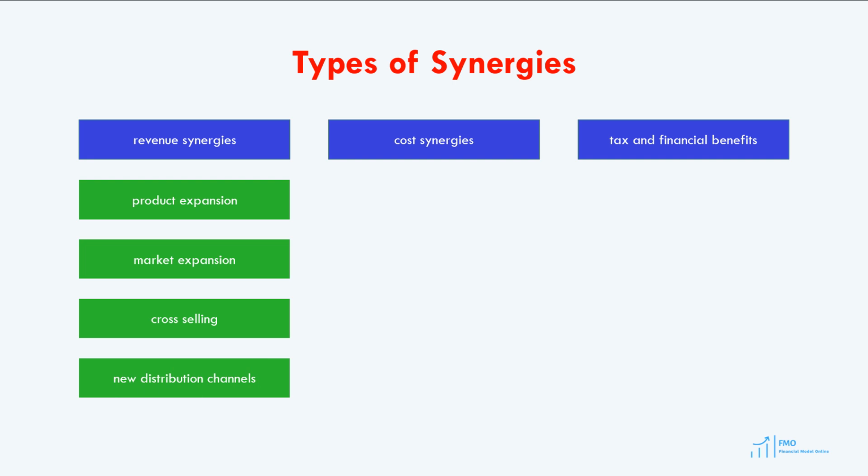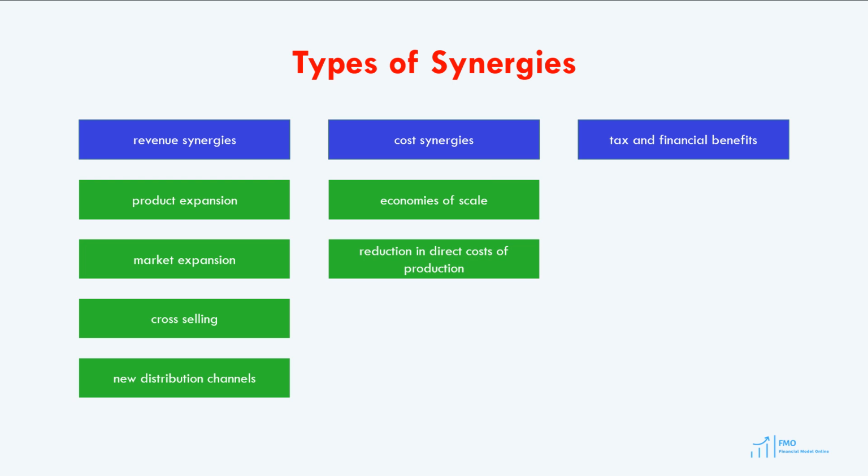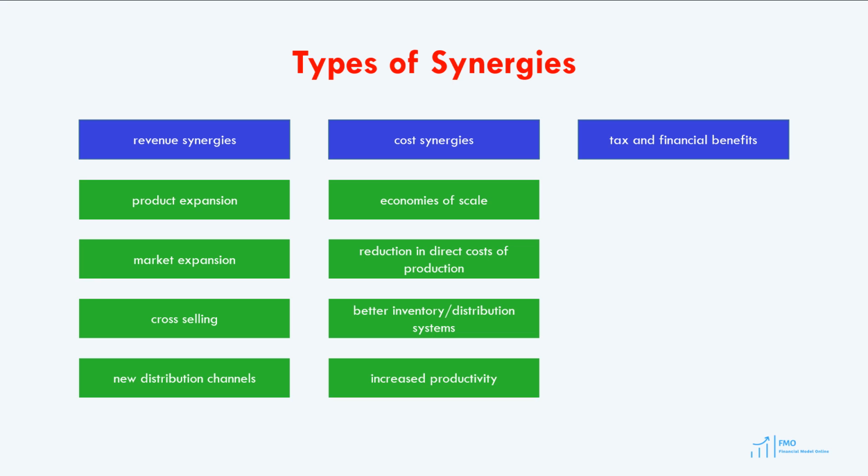Cost synergies include economies of scale that result in the reduction of fixed cost per unit of production, reduction in the direct cost of production as a result of the combined two companies, reduction of costs as a result of acquiring better inventory or distribution systems. Increased productivity as a combined entity receives access to a better human capital pool, so increased productivity would result in a decreased operating cost per unit of production.